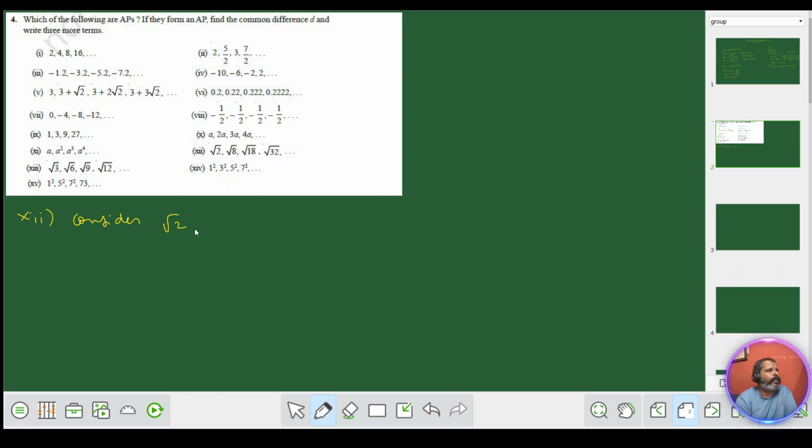Consider, yes, we'll solve this. This is a root number and it needs some knowledge here. We'll solve that. Root 2, root 8, root 18, root 32. You have to split the root number. The concept here is that there will be some perfect square number in it. Try to take it out and simplify first before we solve.